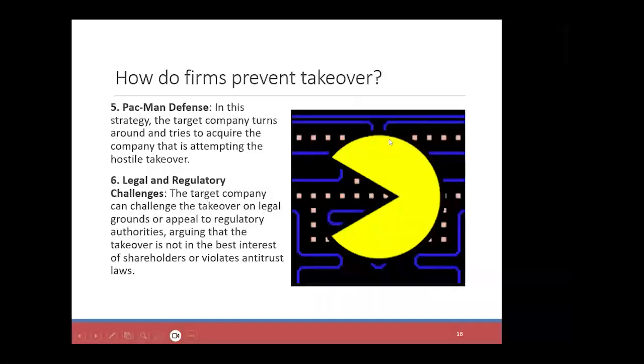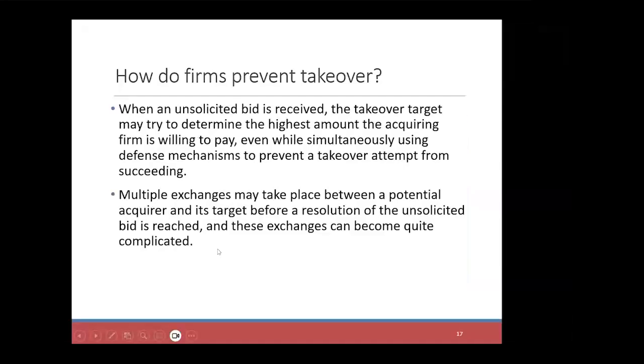Then there is the Pac-Man defense. Have you guys played Pac-Man? No? Maybe during childhood. Pac-Man defense is when the target company turns the table around, that is, the target company starts trying to acquire the acquiring company. And of course, the most simple way is regulatory and legal: you can go to regulatory authorities and say that this takeover is not good for our firm, it's not in the best interest of shareholders, or it violates antitrust laws. So these are the ways. There are many other ways as well. We will see one or two more ways in the next chapters. So this is how firms can prevent takeover.